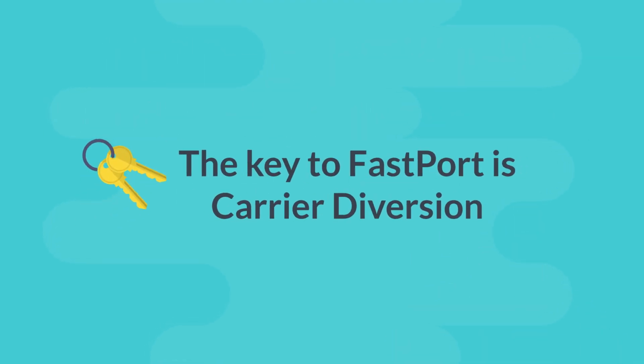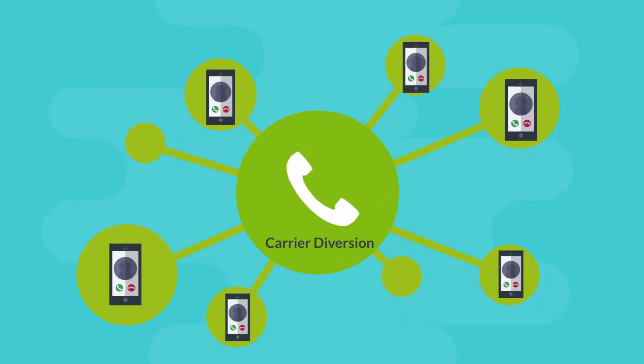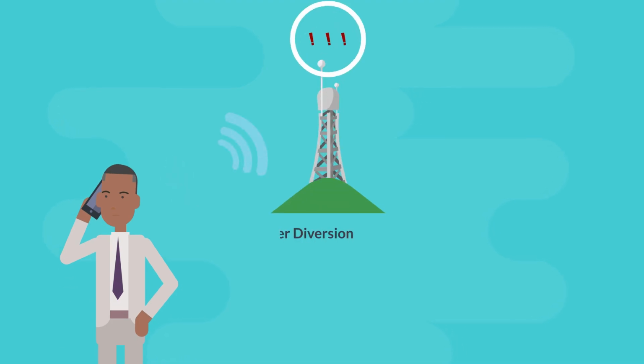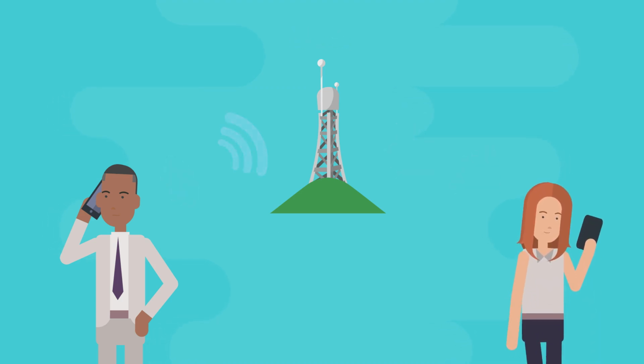The key to FastPort is the carrier diversion. A carrier diversion works by redirecting incoming calls to a different destination. When an incoming call is received, the exchange identifies the desired destination and redirects the call accordingly using a diversion header.